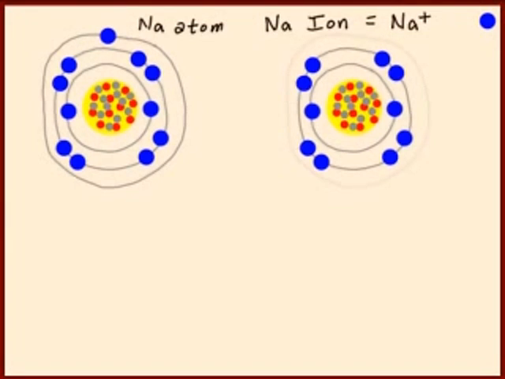Okay, let us continue with another atom. This atom is going to be the chlorine atom. Okay, let's put the region for our nucleus. We're going to put the nucleus in this region here. That's going to be our nucleus.